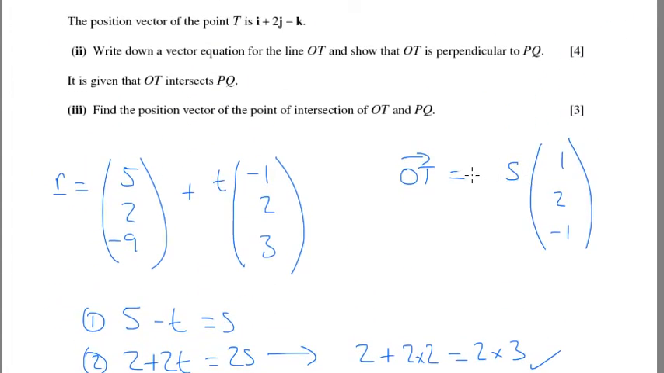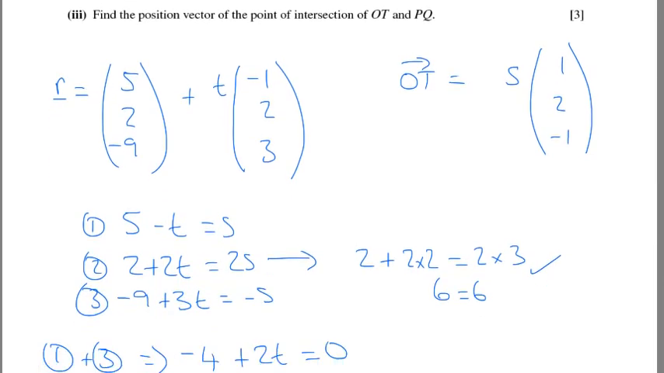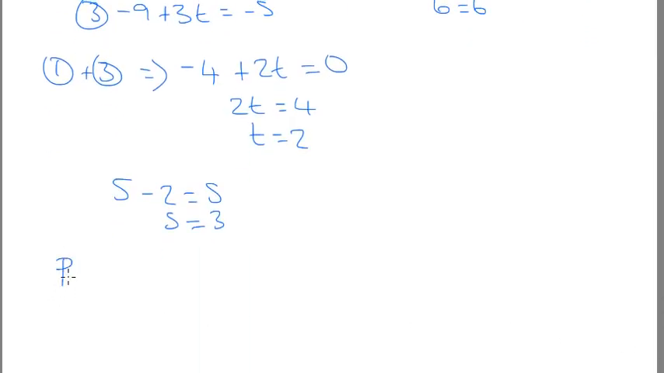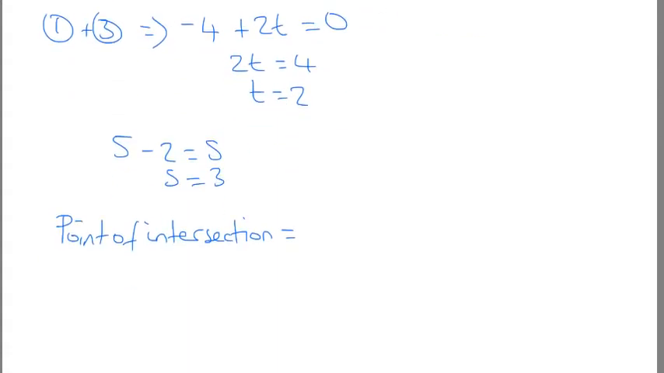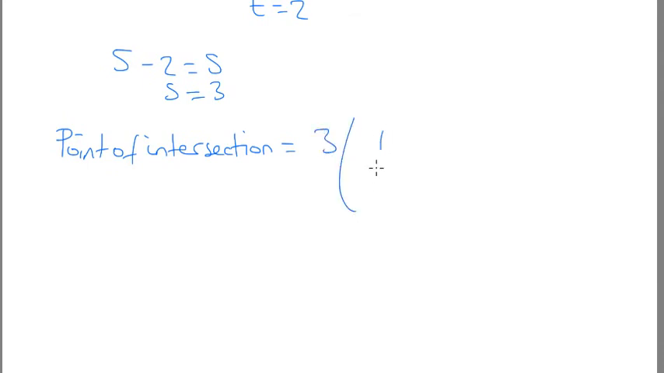So to find the point for which they intersect, I'm going to just substitute 3 into here. I could substitute 2 into here, but this was obviously going to be quicker, and say that the point of intersection is going to be 3 lots of 1, 2, minus 1, which is 3, 6, minus 3.